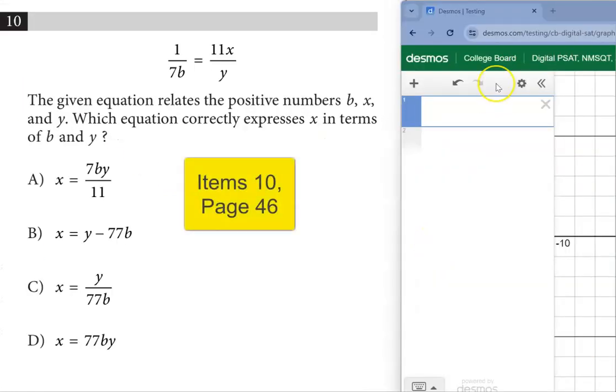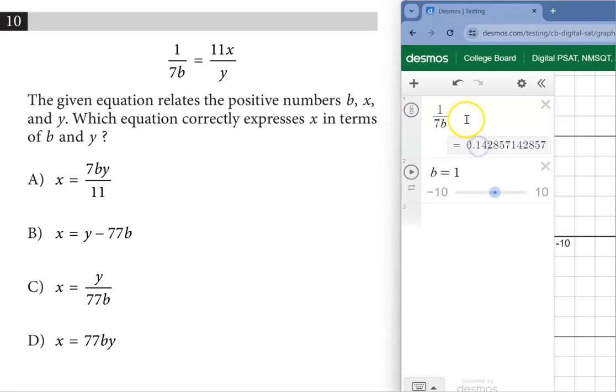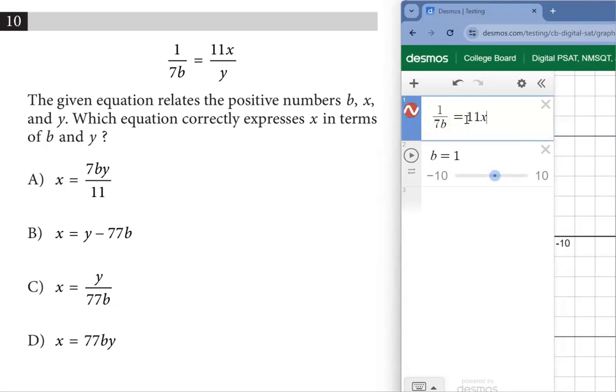The next item is on the next page, page 46, and this is item number 10. We're given an equation that relates positive numbers b, x, and y. So you will literally type this equation just as it appears on the test. And when you get to the b, we are going to use what's called a slider. So 1 divided by 7b. Go ahead and add the slider first, and then go back and type equals 11x divided by y.